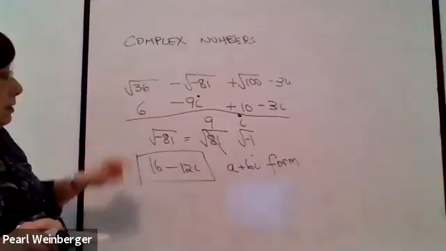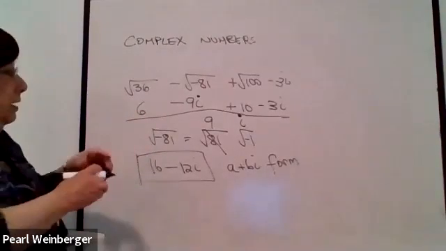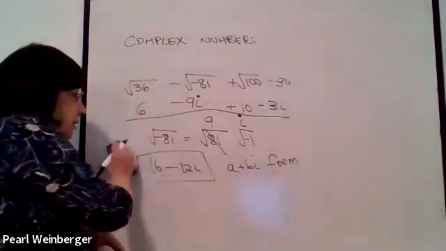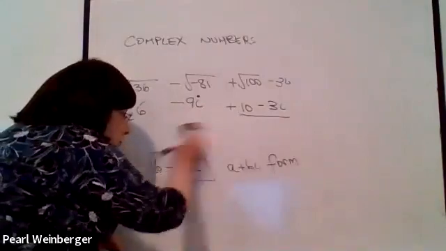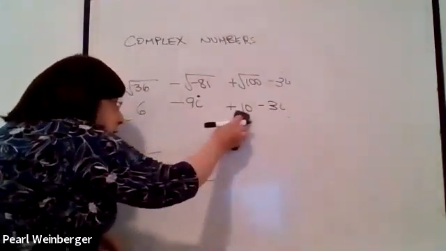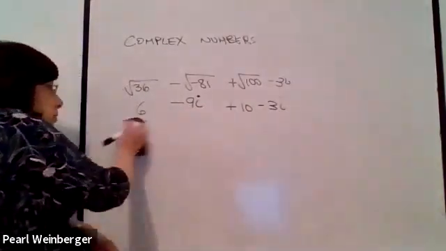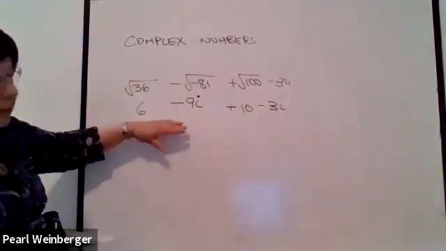Professor, yes. I'm confused. Where did you get the 16 and the negative 12? The minus 12? Okay. Let me go back. I'm going to erase this and go back. Okay, were you okay with this part?